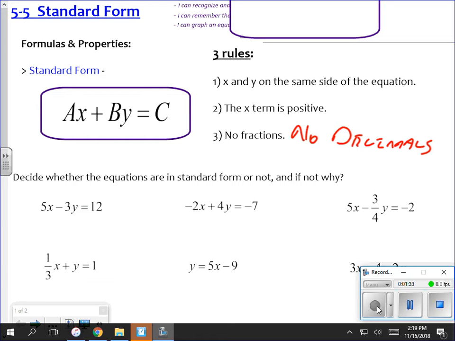All right. So three rules. It must look like this. If it doesn't look like that, it's not standard form. It's just an equation of a line, but not in standard form.